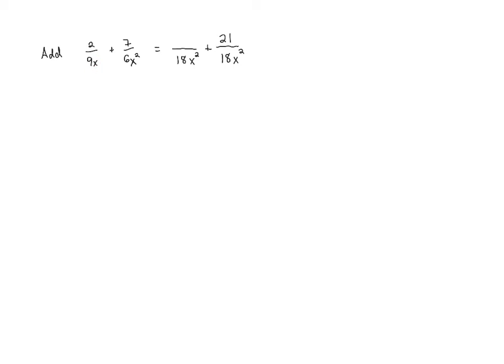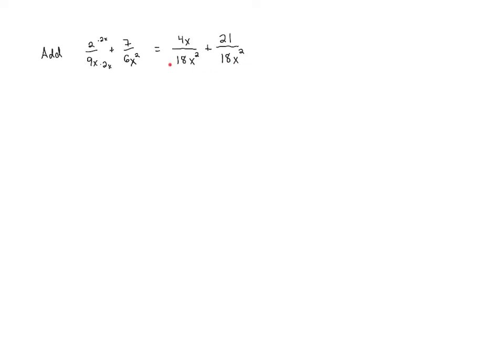Let's go back to the 9x. What can we multiply 9x by to get 18x squared? Well, the answer is 2x. If we multiply 9x by 2x, 9x times 2x gives us 18x squared. So that works as well. We now have to multiply the numerator by 2x. 2 times 2x is 4x. So it turns out that the denominator was 18x squared. That is the least common denominator.